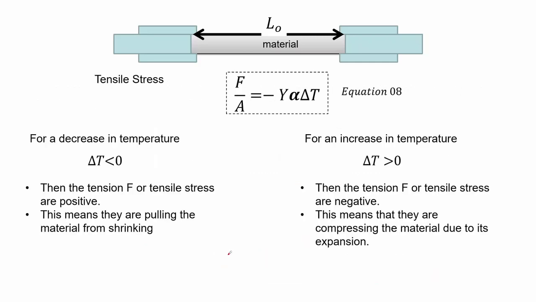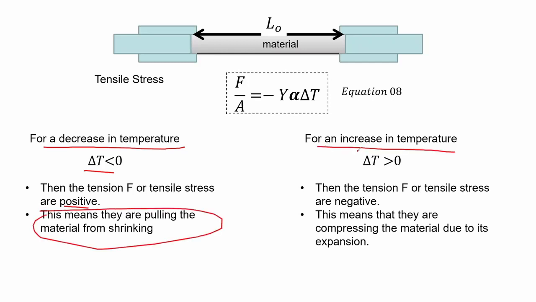If the temperature is decreased, then the tension F or tensile stress are positive, which means they are pulling the material from shrinking. For an increase in temperature, then the tension F and the tensile stress are negative, which means that they are compressing the material due to its expansion. These are the conditions that may happen when the material is subjected to thermal stress.